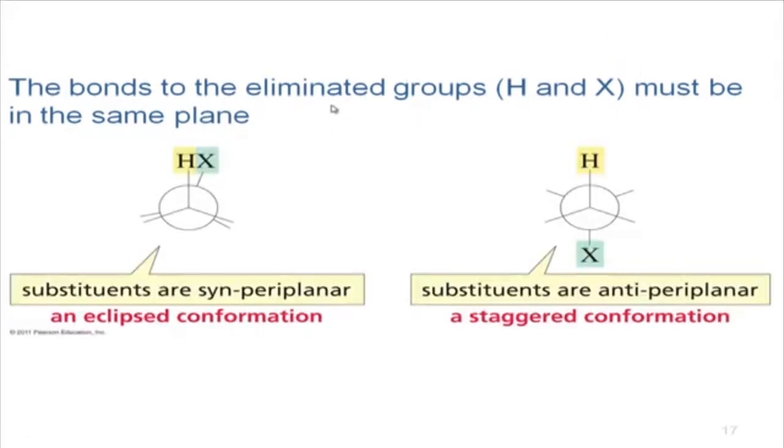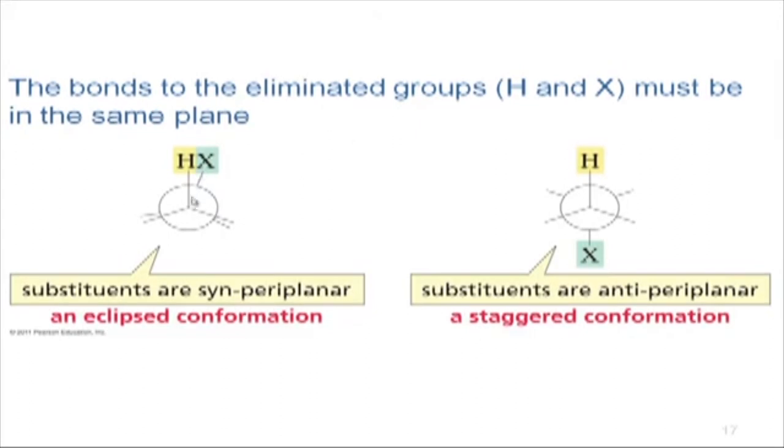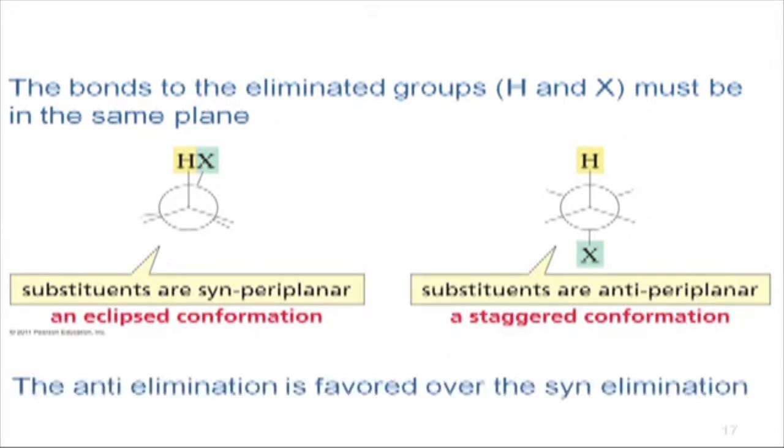That is number one. Now same plane means two types. One is the eclipsed conformation, where H and X are syn to each other, or the other could be anti periplanar. So one could be syn periplanar, that means syn configuration as well as periplanar, and the other could be anti periplanar. H and X are in the same planar system, but now they are anti, a staggered conformation. So these two are possibilities. So what happens in elimination? The normal process involves anti elimination being favored over syn elimination.